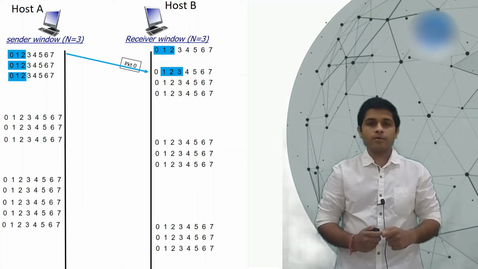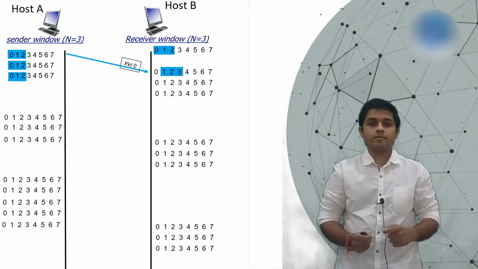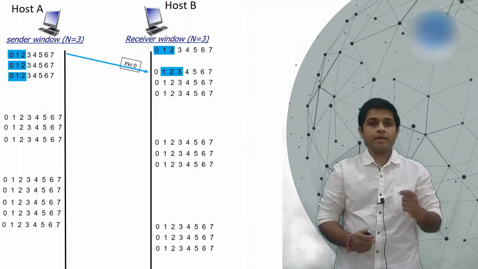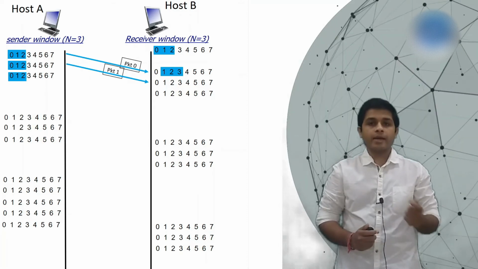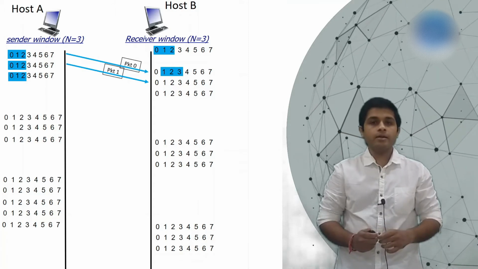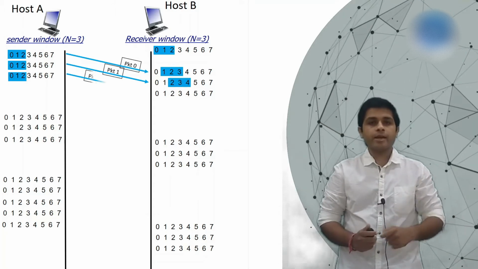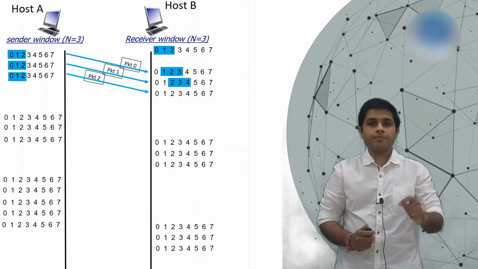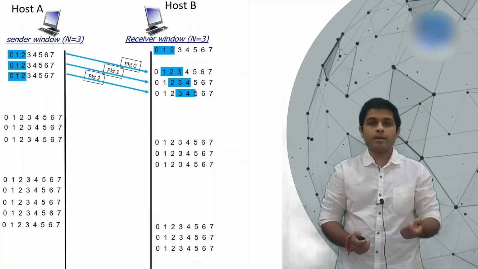B will send the acknowledgement, that is, the window will slide. Then A will send the next packet, that is packet 1. As B receives packet 1, the window will slide, and A will send the next packet, that is packet 2. As B receives packet 2, the window will slide.